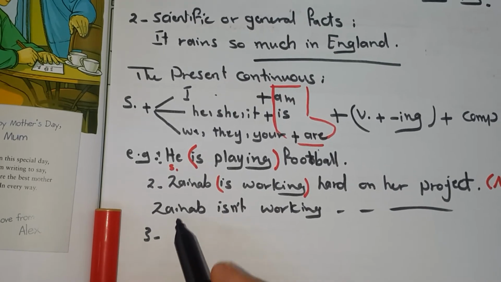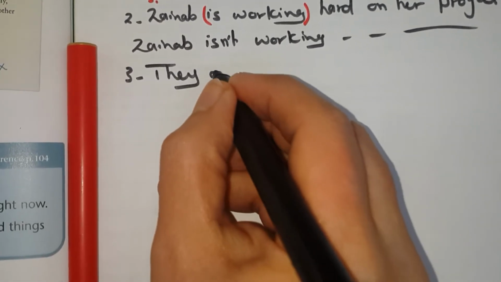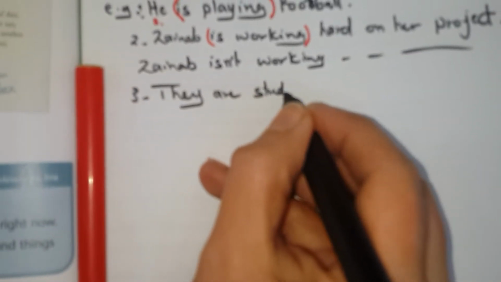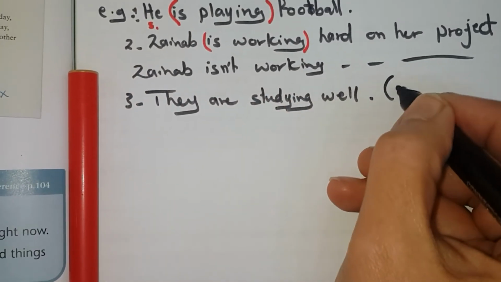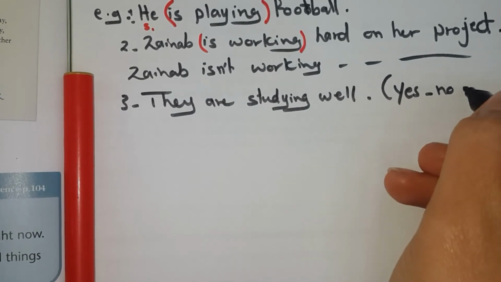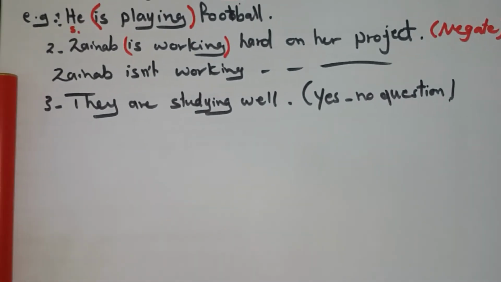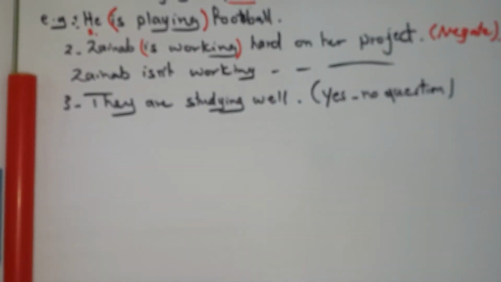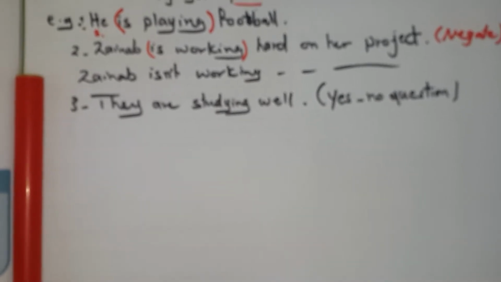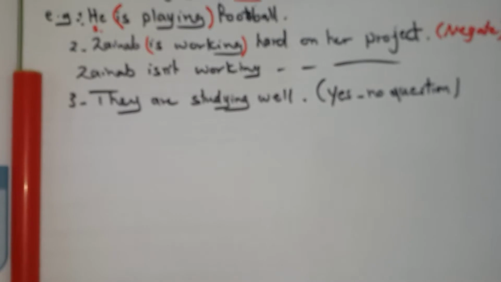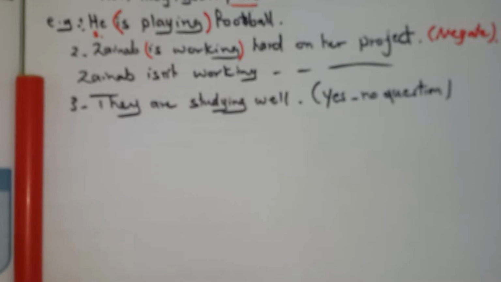What about if I want to make a yes/no question? Let's have another example. They are studying well. Yes/no question. This is what's required from you. We have set a general rule. A yes/no question starts with an auxiliary followed by a subject pronoun and the verb and the complement, and you end your sentence with what? With a question mark.